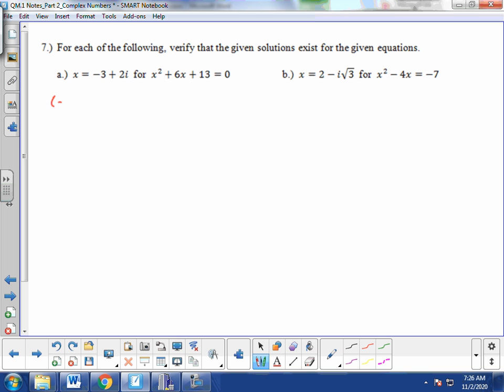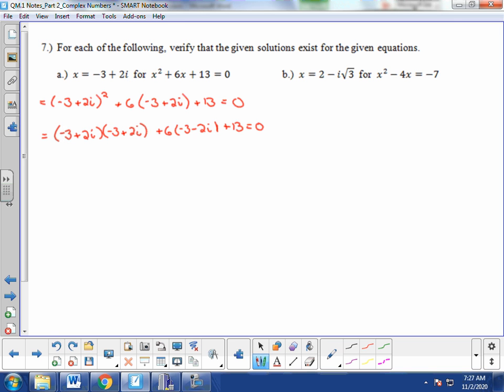So this is going to be negative 3 plus 2i squared plus 6 times negative 3 plus 2i plus 13 equals 0. So remember, to square something basically means to multiply it by itself. So I'm going to rewrite this first term as negative 3 plus 2i times negative 3 plus 2i, just to make the distribution a little easier for us.